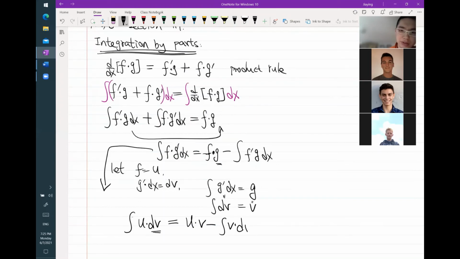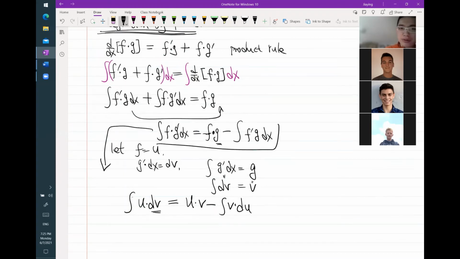All right, let me try to explain it in a less confusing way. Here, I hope you all agree, this part just comes from integrating the product rule on both sides and then moving the term to the other side. There's nothing special I did there. The next part is that we're going to use substitution, different from the substitution method we did, just a simple substitution. We're going to call f u, and we're going to call g prime dx dv. If I integrate both sides for g prime dx equals dv, I get the derivative, hold on, let me move this.